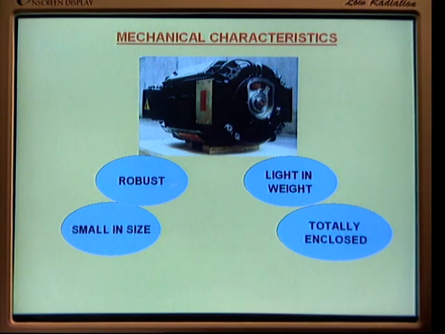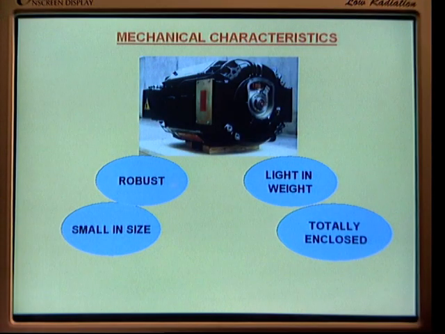And coming to the second characteristic, small in size. We know that the space available in the locomotive itself is limited. Hence, we have to design our motor as small as possible. And coming to the third characteristic, light in weight. We know that the train is moving from one place to another. If weight is more, gravity is more, and there is a disturbance. So, we have to design our traction motor as light as possible.